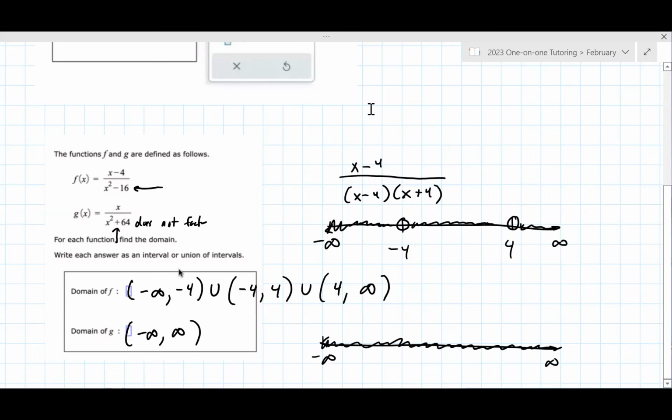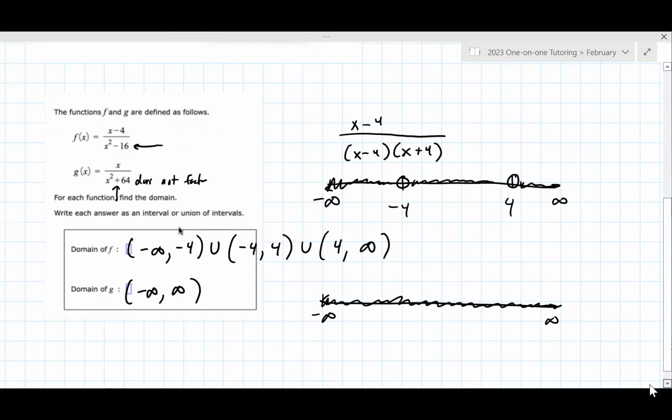Okay, perfect. And then I have one more that I wanted to make sure. Okay, I'll share my screen again. I think I was a little confused on the wording.